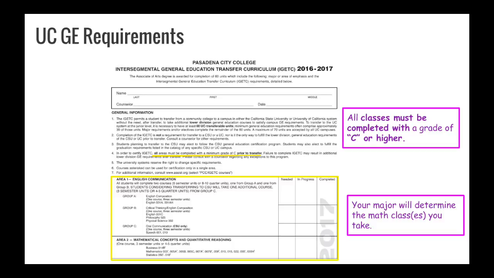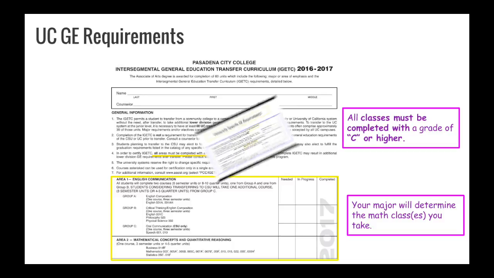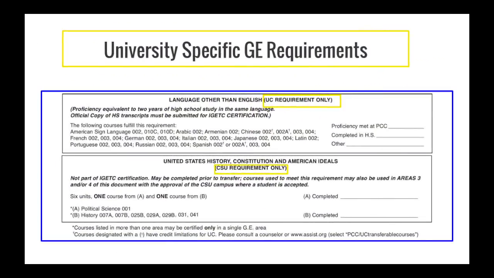Admissions to the UC system will require that all classes be completed with a grade of C or higher. Also, your major will determine the math class that you take. STEM majors will require the completion of multiple math classes. Since the IGETC pattern allows you to meet admissions requirements for both the UC and CSU, you will find on the back page university-specific GE requirements.